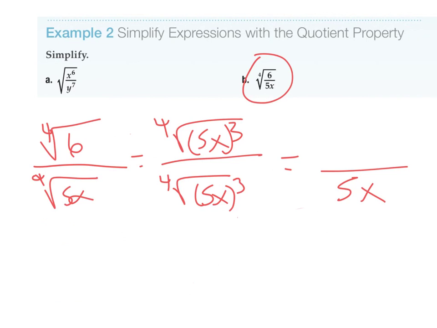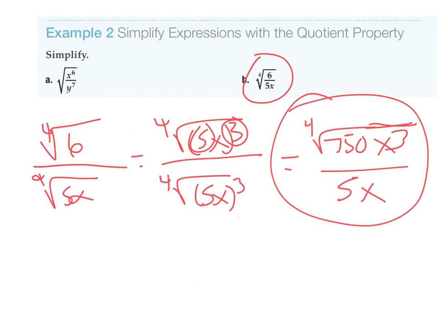The next part is we need to finish this problem up. 5 to the 3rd power is 125. And 125 times 6, so if I have 3 5's and 1 6, if I multiply them up, I will get 750. And then the x would be x cubed. This is the 4th root. Now I know I don't have 4 x's because it says x cubed, and I only have 3 5's in this problem, so I don't have 4 of them. So this is the simplified answer.